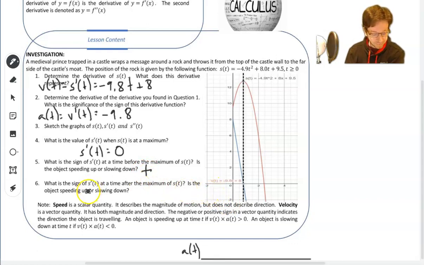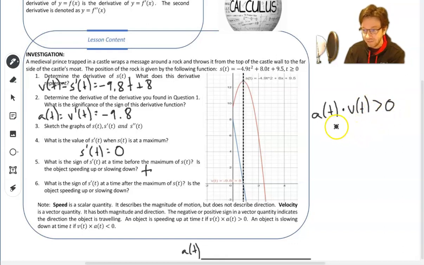Okay. Now if it's a positive sign, is the object speeding up or slowing down? Here's how you tell. The acceleration is negative, and the velocity is positive. So if you take acceleration and multiply it by velocity, if that is going to be a positive value, then you're speeding up.